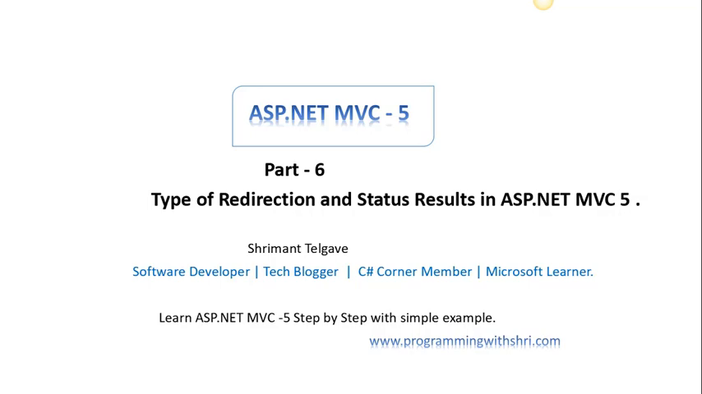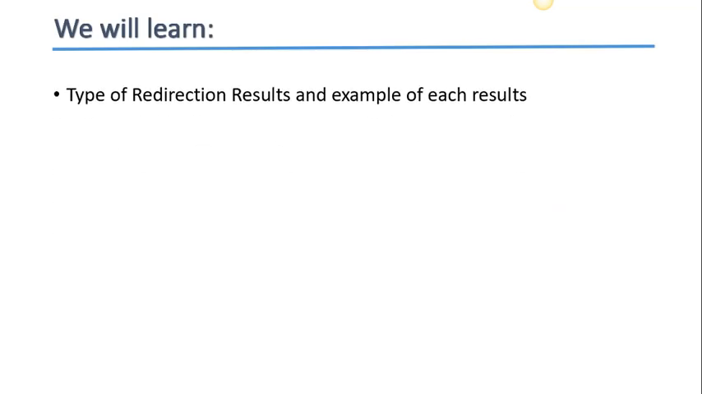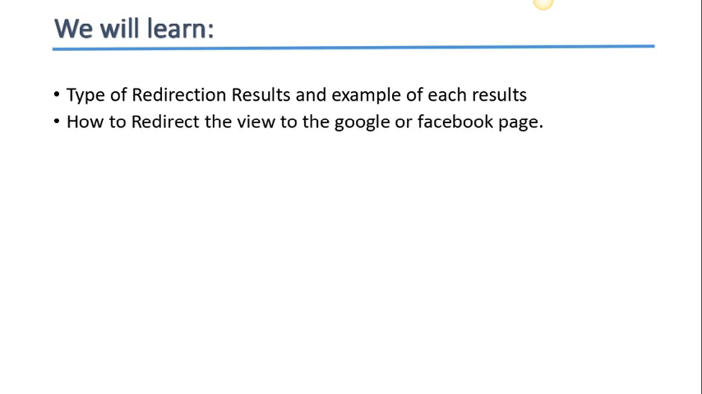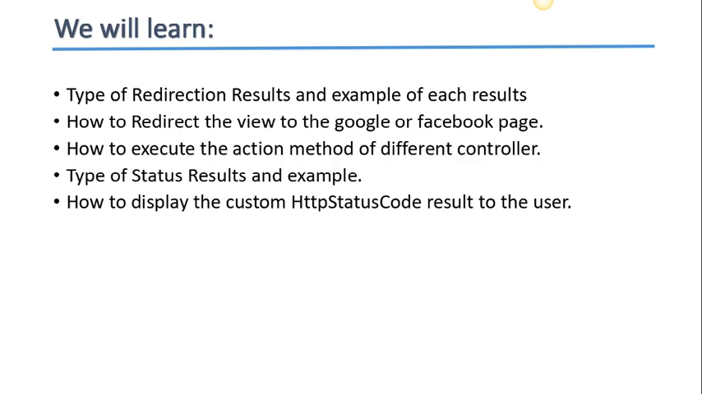So this is part 6 and in this tutorial we are going to understand the type of redirection result and the type of status result in ASP.NET MVC5. We will see examples of each result, how to redirect the view to the Google and Facebook page, how to execute the action method of a different controller, and the type of status result and their examples, how to display the custom HTTP status code result to the user. So these all are the points we are going to understand in this tutorial.